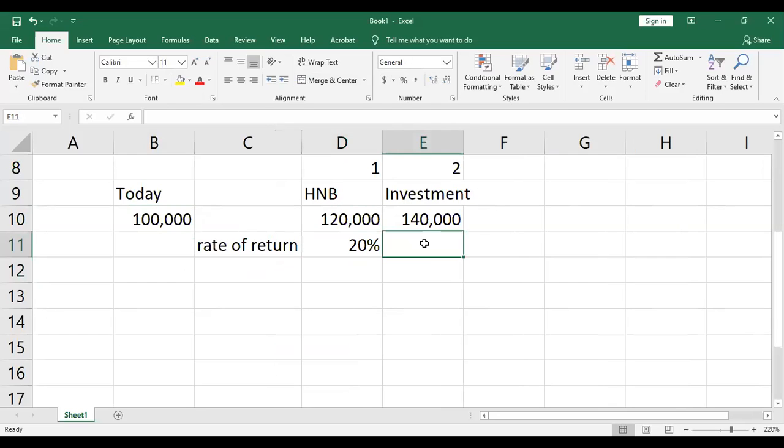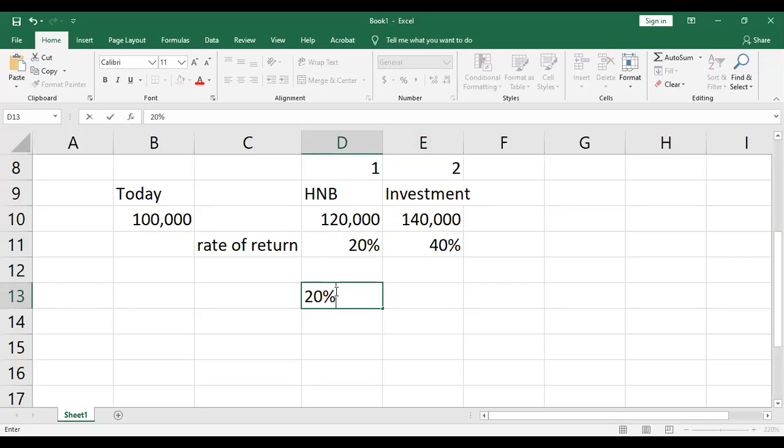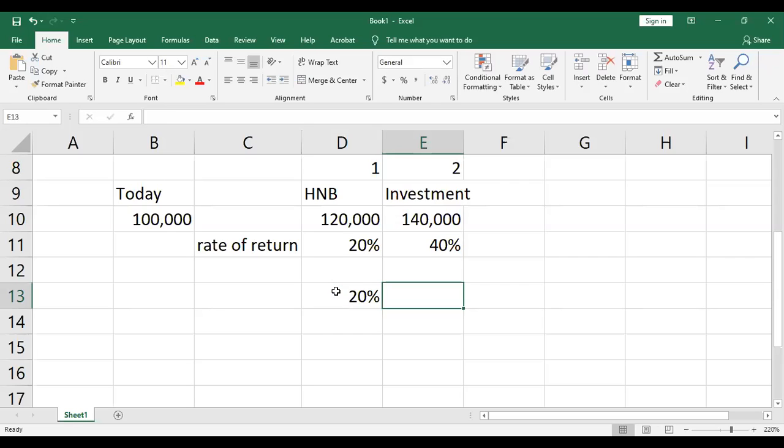And what's the rate of return on the investment? Please type the answer. Exactly, 40%. Good. So the required rate of return on HNB is 20%, and the rate of return on the investment is 40%. In terms of percentage, HNB gives you a 20% return, and the investment gives you, for example, an 18% return.